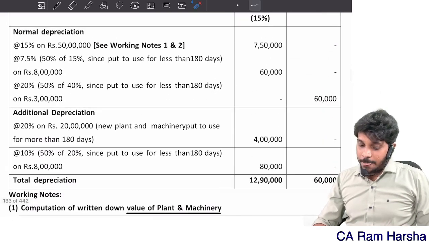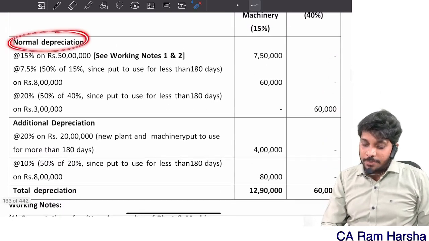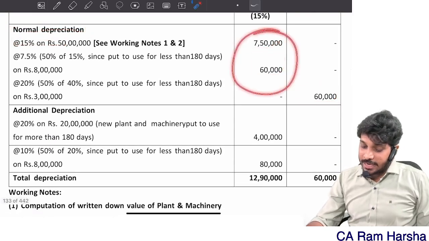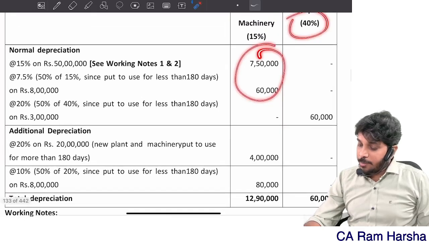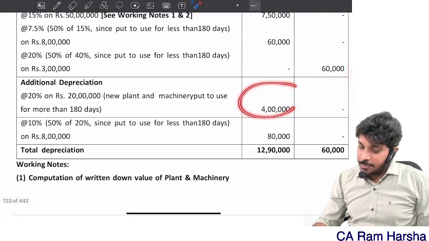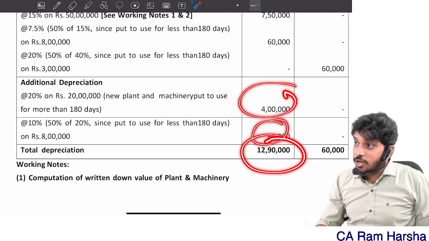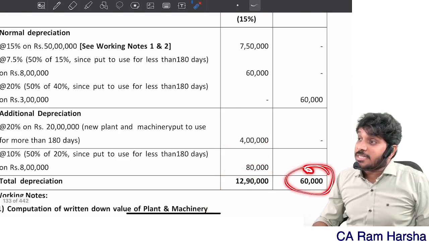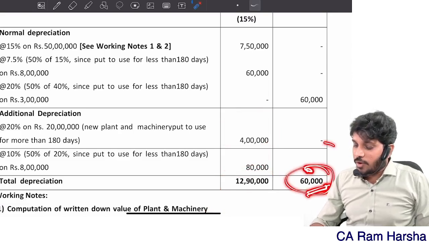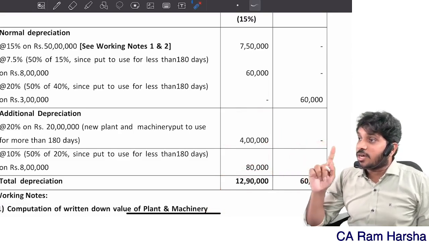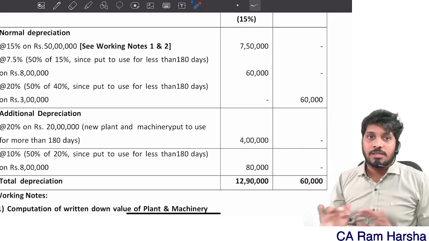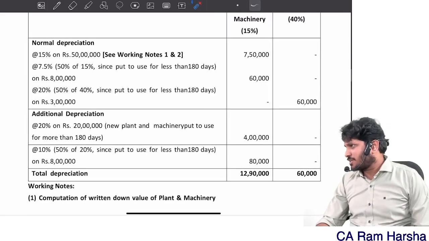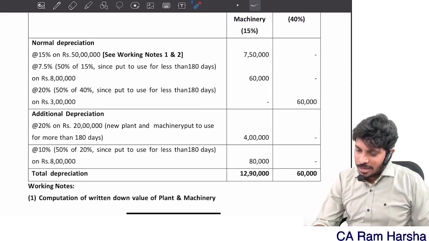So you see here, normal depreciation they computed directly, where we got already this 8 lakh 10,000. Correct? On the 40% block, 60,000. Additional depreciation 4 lakhs 80,000. Total depreciation on plant and machinery block is 12 lakh 90,000. Total depreciation on the 40% block is 60,000, because the 40% block is not eligible for additional depreciation as it is installed in office. That's it. Easy or not? Almost over with depreciation. Almost over.